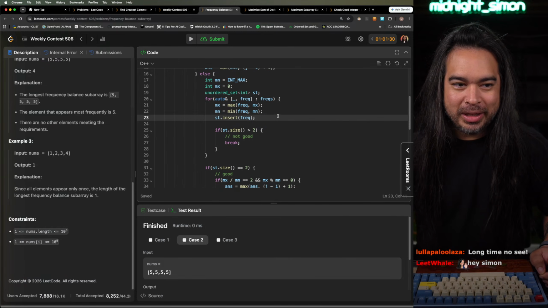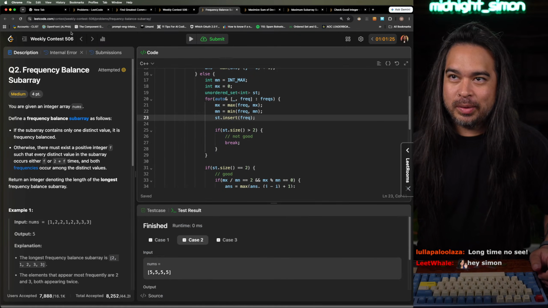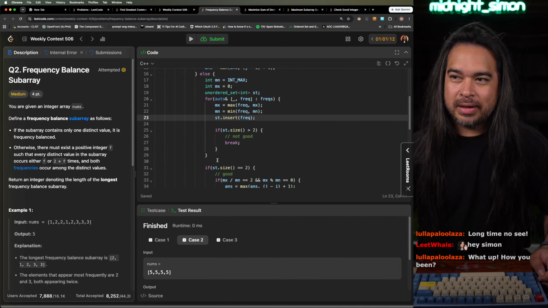Lollapalooza, what's poppin'? And Leet Whale, welcome to the party. Doing weekly contest 506, trying to hit that Q2. But it ain't looking too good for me, man. It ain't looking too good.